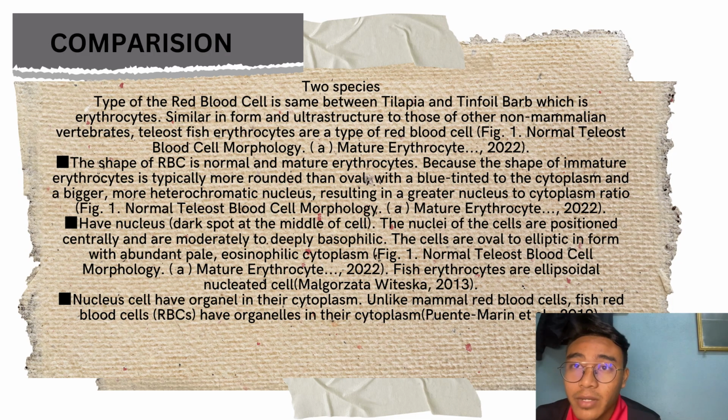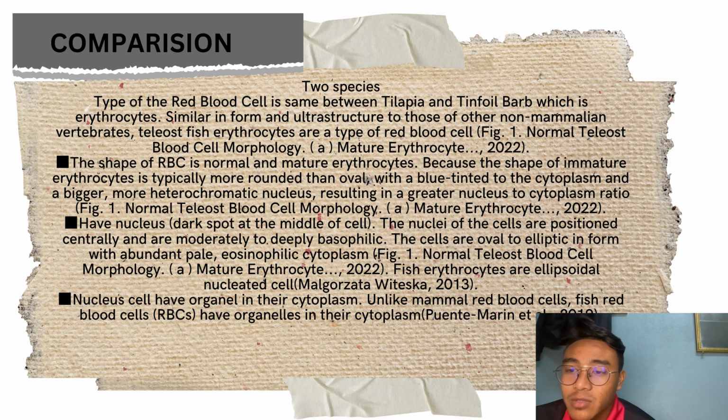My name is Imam Faris and I am explaining about the comparison with two species, tinfoil barb and tilapia. Okay, the type of red blood cell is the same between tilapia and tinfoil barb, which is acrocyte, similar in form and ultrastructure to those of other non-mammalian vertebrate, teleost fish, and erythrocyte are a type of red blood cell.